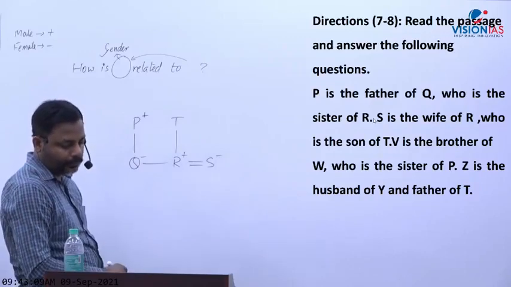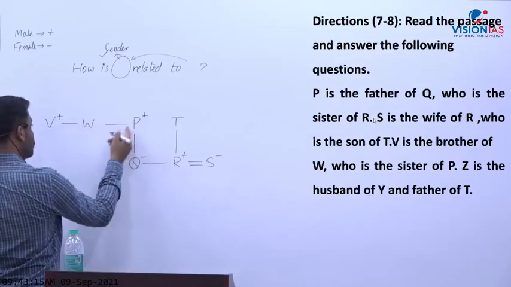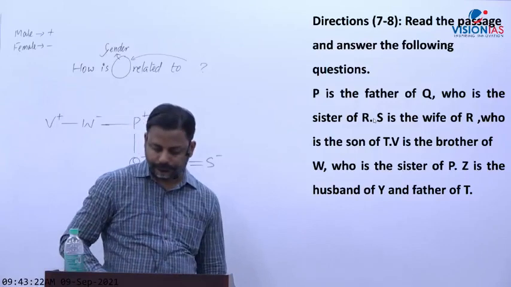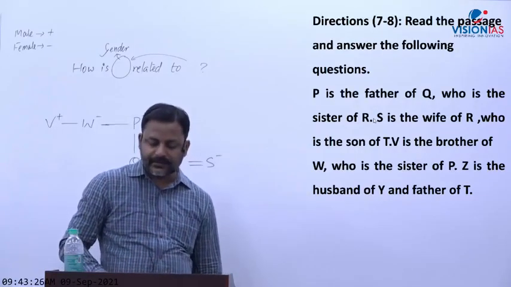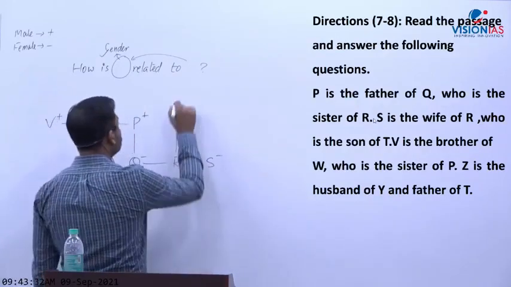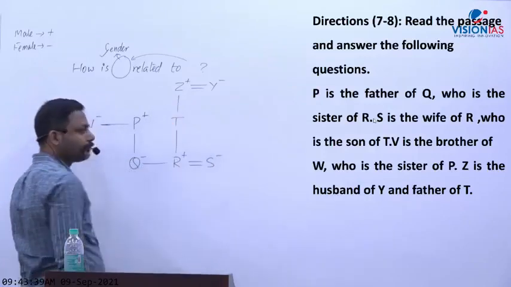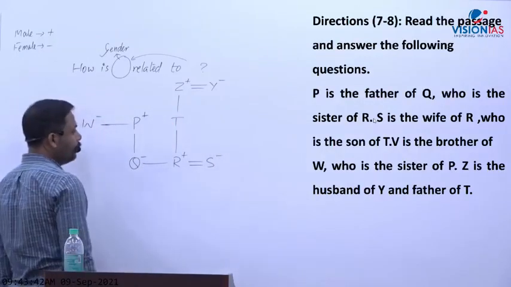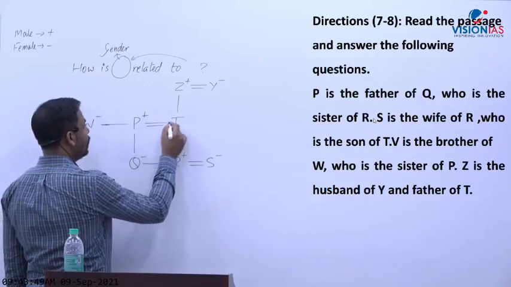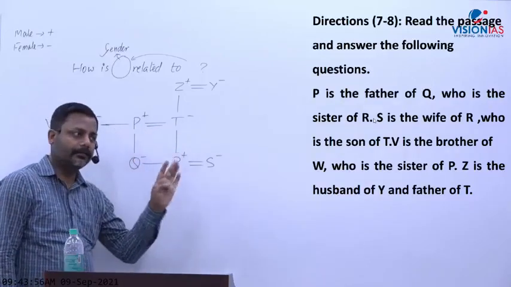V is the brother of W, who is the sister of P. So V is the brother of W, and W is the sister of P. Z is the husband of Y and father of T. Since Q and R are mutually brother and sister, their parents are P and T, so they both will be husband and wife for each other. Means we can say that P and T are husband and wife.